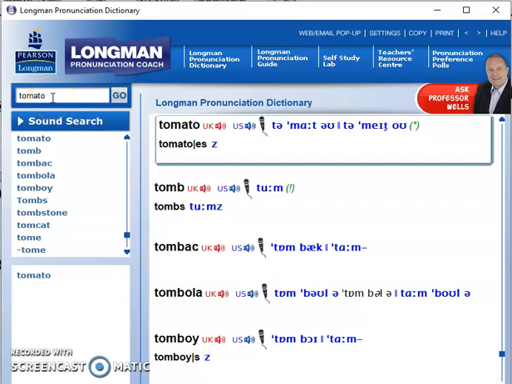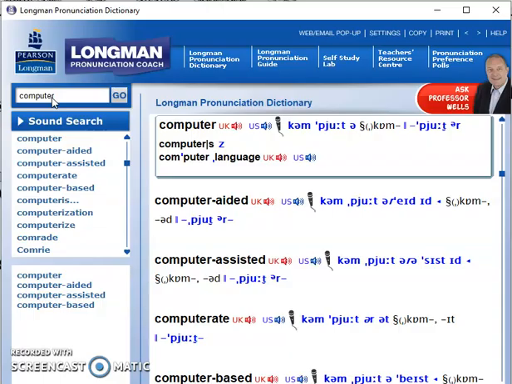Okay, let's look for another word. The word computer, for example. Okay, so these are the possible pronunciations. RP pronunciation and American one. As you can see, the difference is on the second syllable. But remember that we're focusing on RP pronunciation or General British English, so the first one is the most advisable.